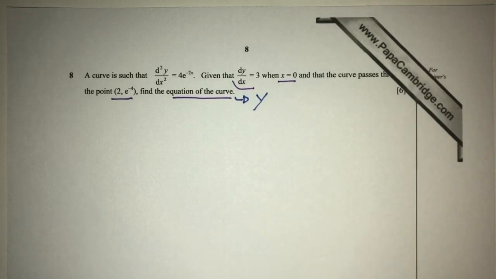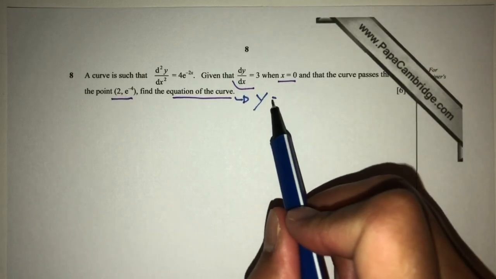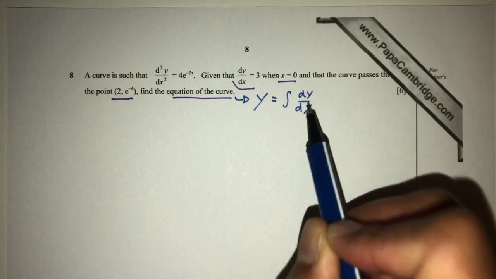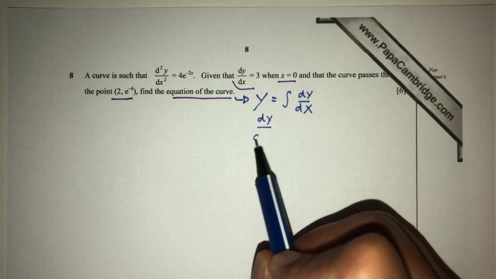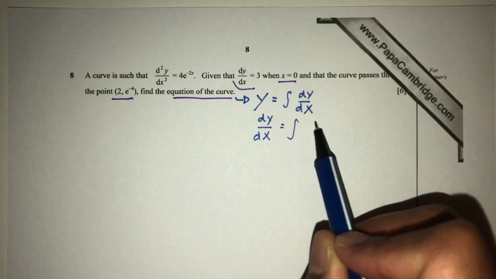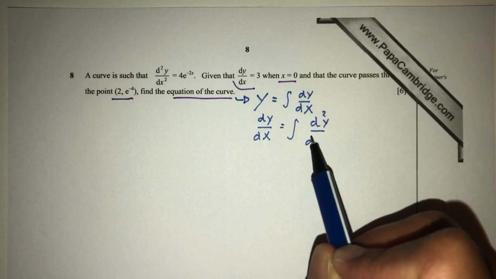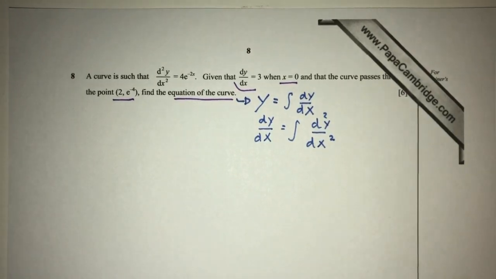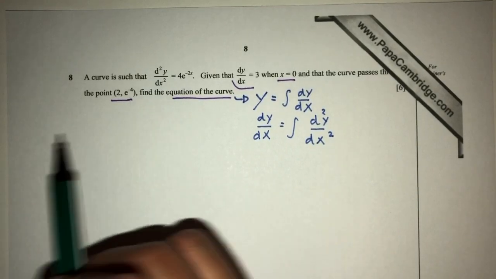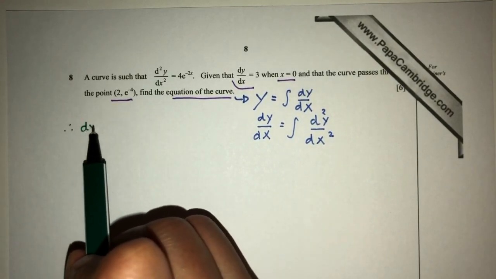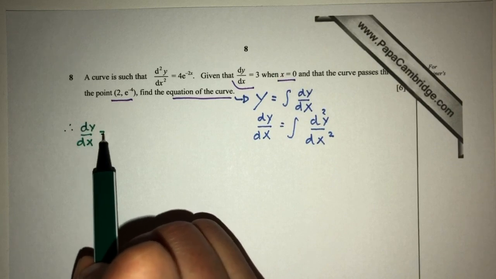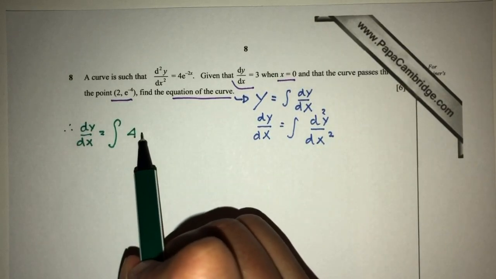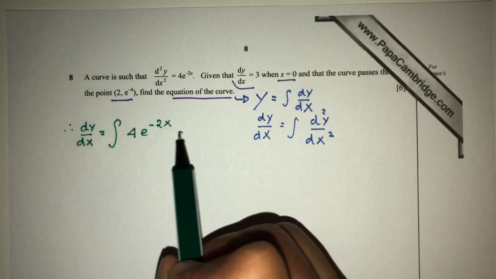Now, to find the value of y, we have to know that y is equal to the integration of dy by dx. And dy by dx is equal to the integration of d2y by dx2. So step by step, let's revert everything back to y. First, let's begin with this. We know that we have to find dy by dx. It is equal to the integration of d2y by dx2, which is 4 exponential minus 2x dx.